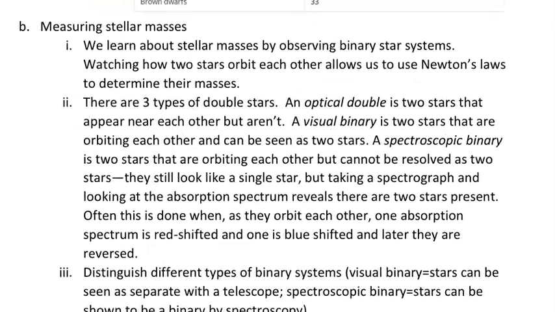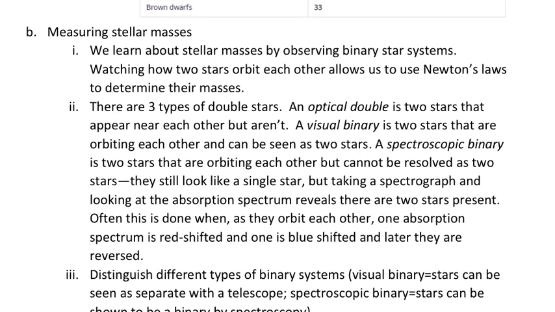So how do we measure stellar masses? This is a tricky business. We measure stellar masses by observing binary star systems. You can think of trying to figure out masses as putting things on a seesaw or a balance and seeing how they balance. And it turns out that if you watch two stars orbiting each other, you can use Newton's laws and determine their masses. And so we look at binary stars.